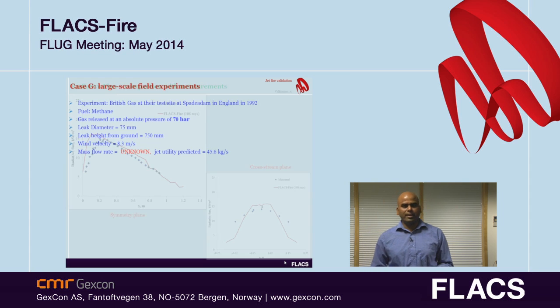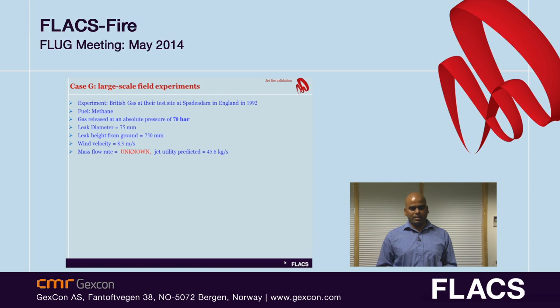My next case is the large-scale field experimental case, where methane is used as a fuel, and it was released in the vertical direction at about 70 bar pressure. The leak diameter, the leak location and wind velocity, everything is given. Here the unknown is the mass flow rate. So I have used the FLACS jet utility to predict the pseudo source, like the mass flow rate, by varying the coefficient of drag.